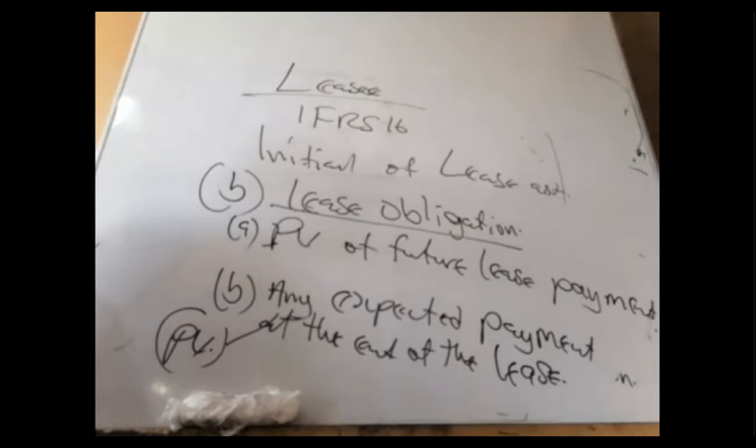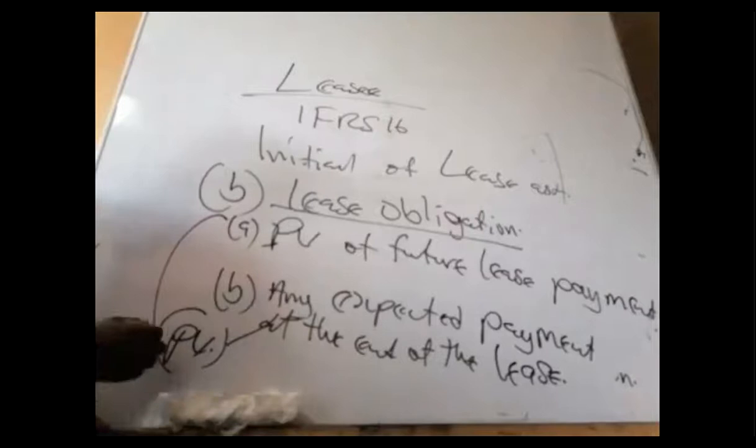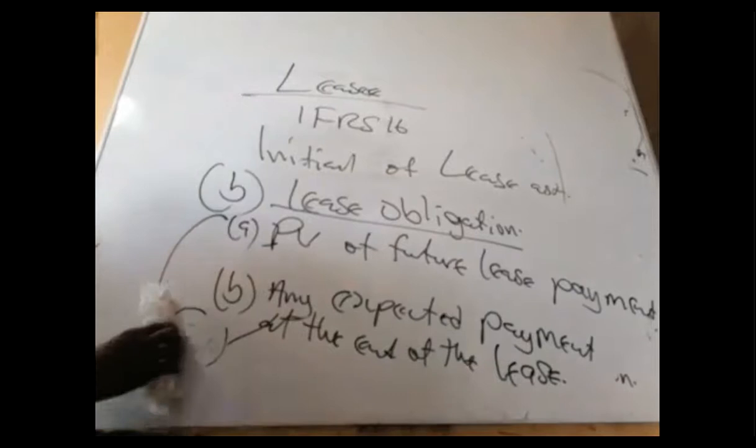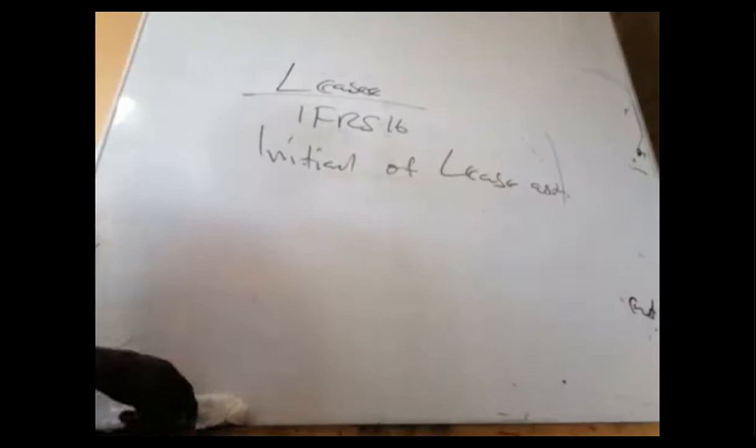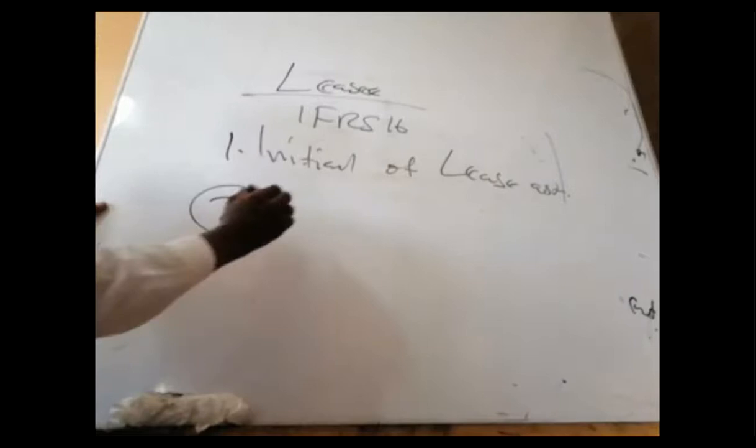Look at the subsequent measurement. Subsequent measurement means at the end of the first reporting period and the subsequent ones, how is the lease treated? Will it still be at cost? Will the obligation still be at this? No, it will not be like that. We change. Let's see the changes. So this is measurement one, and let's go to number two, that is subsequently.